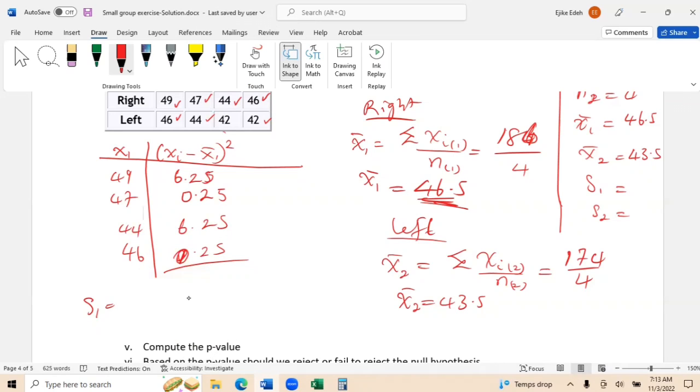Okay, so let me just write the formula first. We take the square root of each data point minus the mean for that group, we're talking about group 1, squared, divided by n minus 1, and we take the square root. That gives you the standard deviation for that group. So already we have the numerator here, so we just sum these items. Let's do that.